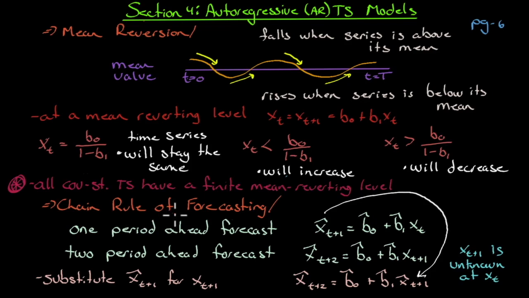While we're here, let's look at the chain rule of forecasting. I think that this is so obvious and simple that it doesn't need to be said, that you could have figured it out yourself if there wasn't a name for it. So it basically looks like this. If we're looking for a 1 period ahead forecast, that means it's an out of sample forecast, so it is t plus 1. In other words, we're looking to forecast t plus 1.